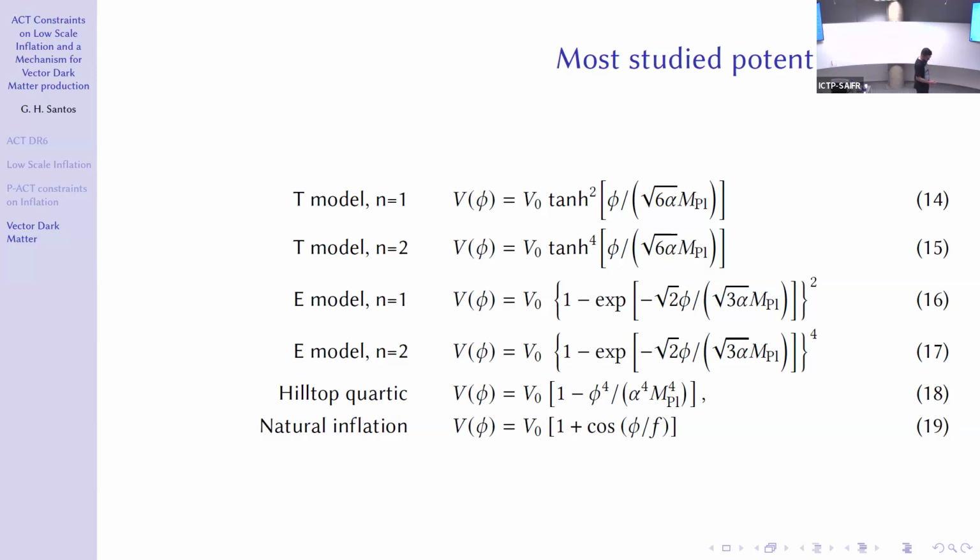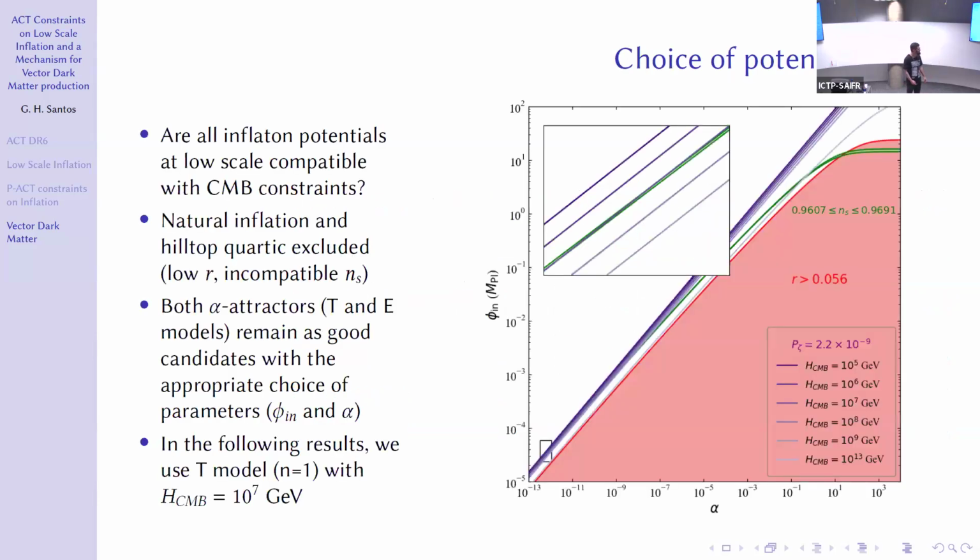So we have what we call here the T and E models. Those are included in what we call the alpha attractors. And the Starobinsky is just the case of the E model with n equals 1. The hilltop quartic and natural inflation are shown here. Natural inflation, for example, already has a shift symmetry included in the potential, which would make it a candidate, if not for the fact that we have low scale.